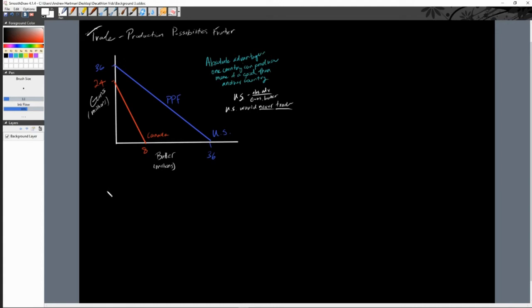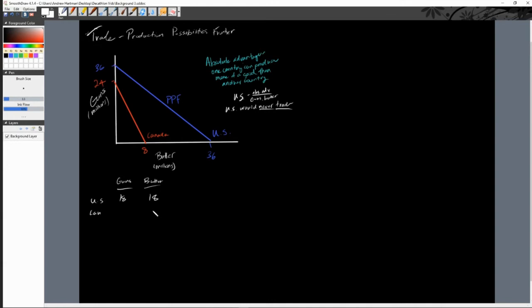All right, so let's look at what happens if both of these economies don't trade and they decide to make half of each of what they can, right? So for the United States, they would make 18 units of guns and 18 units of butter, in their midpoint. The midpoint for Canada is a little bit harder to measure, but you're going to see that they're going to produce 12 guns and 4 units of butter. That'll be their midpoint.